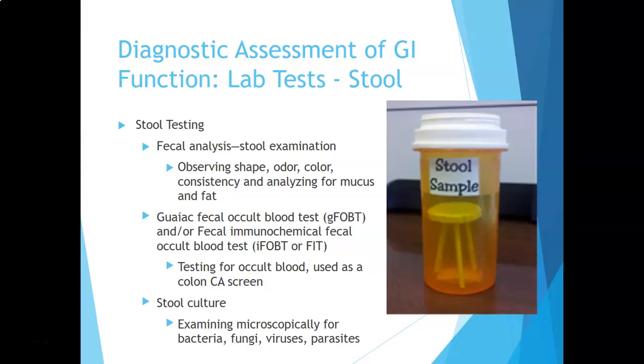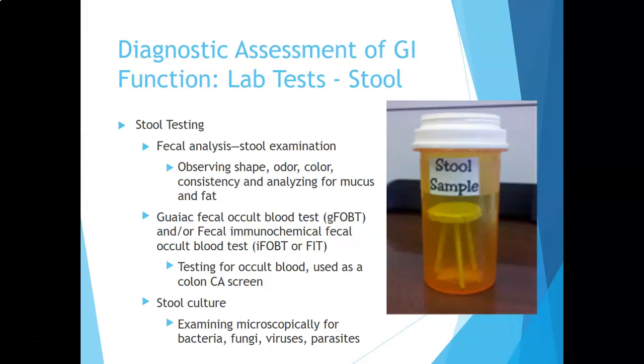As far as diagnostic assessments to do with lab tests, we can do testing of the stool. Fecal analysis is basically a stool examination. We're going to be looking at the shape, odor, color, consistency, and then the specimen is going to be analyzed for the presence of mucus and fat. The stool specimen is obtained in a clear container, can be a bedpan or a container in the commode, and then sent for testing. Guaiac is something you're probably going to hear fairly often, or an occult blood test.